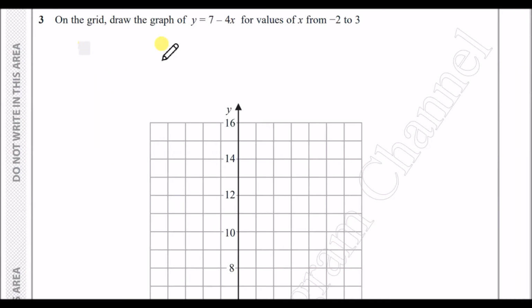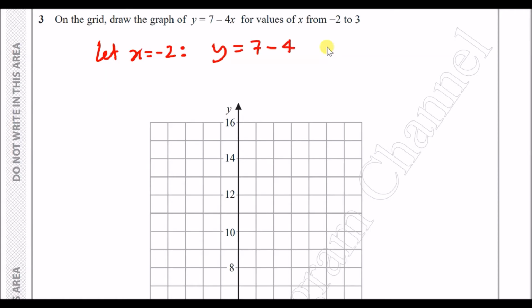So on the grid, draw the graph of y equals 7 minus 4x for the values of x from minus 2 to 3. Okay, easy way to do this. You literally just plug in the values for x into this equation, like just 2 values. I usually pick the endpoints, like what they give us. So let x equal minus 2 and plug into this original equation. You can have y equals 7 minus 4, and instead of x it would be times minus 2. When you replace a letter with a number, always wrap it in a nice bracket, okay? And then let the calculator do the work. So it'll be 7 minus 4 bracket minus 2, and you should get an answer of 15.